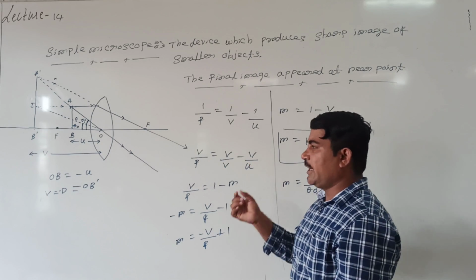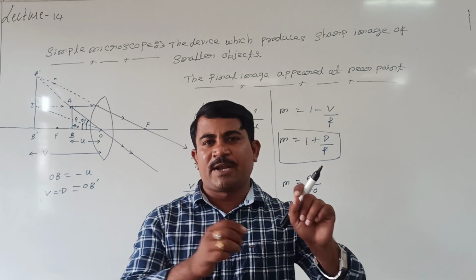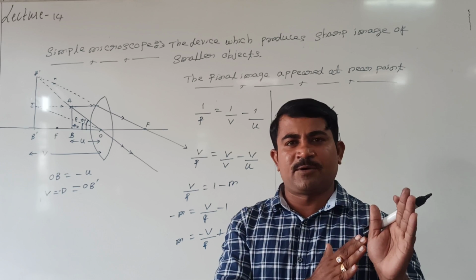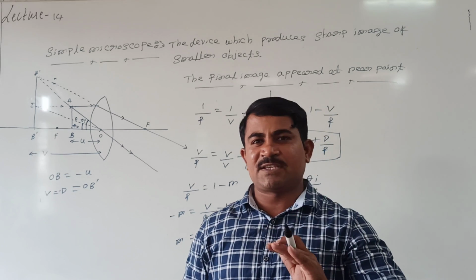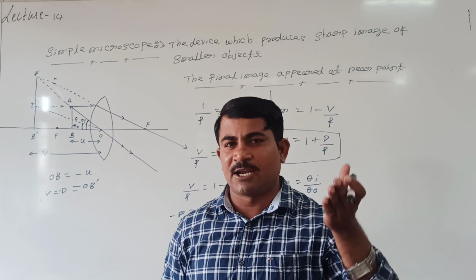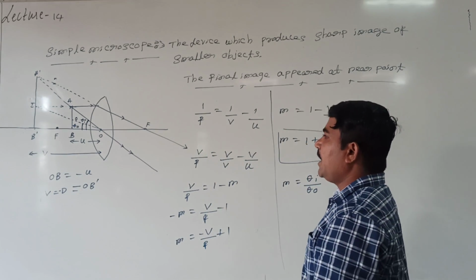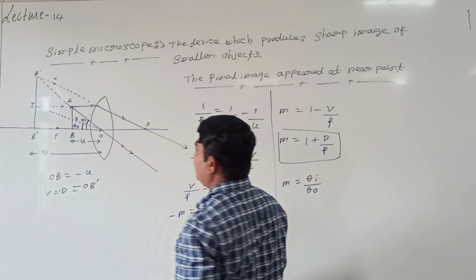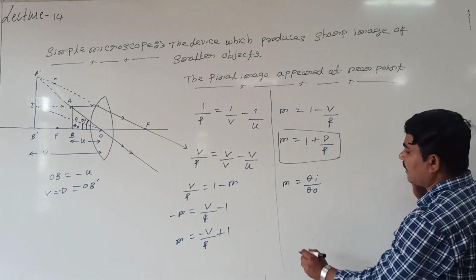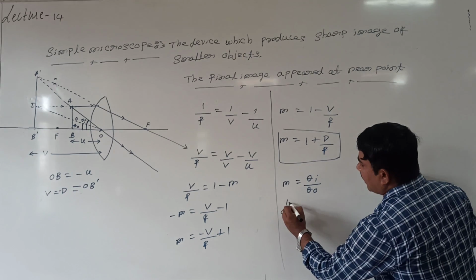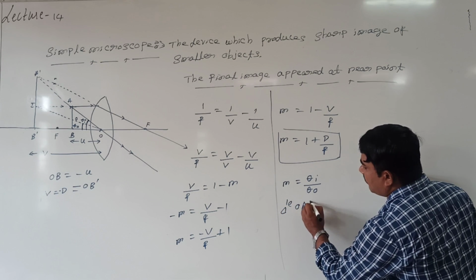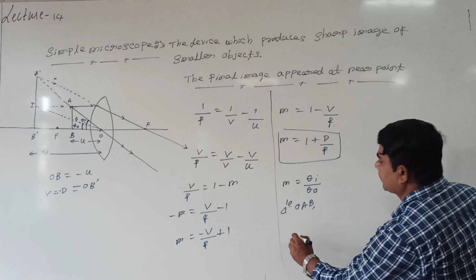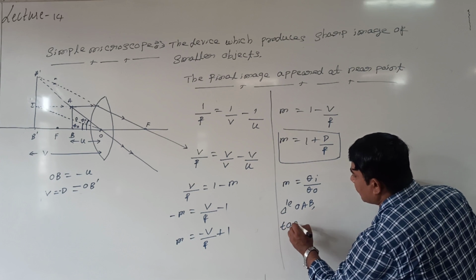How is it? We know that whatever the angle of incidence and angle of refraction, those are assumed to be very, very small. Sin theta or tan theta is very small, then sin theta or tan theta is nearly equal to theta. So look at me. In triangle OAB, shall I take tan theta I?